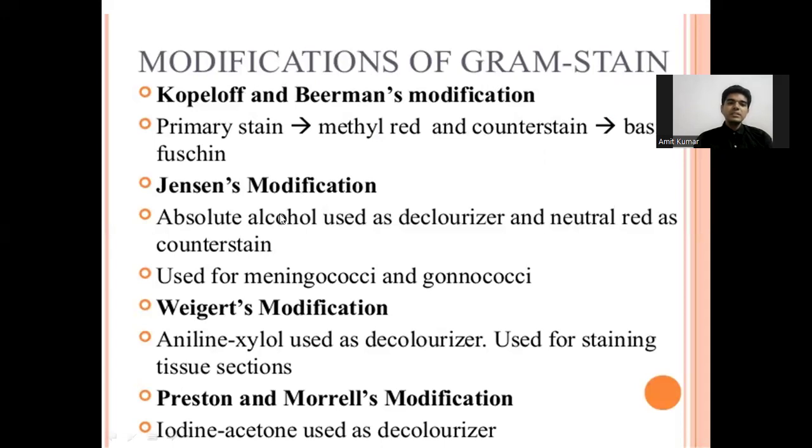Then Jensen's modification, in which absolute alcohol is used as a decolorizer and neutral red is used as a counter stain. This is mainly used for meningococci and gonococci. Then Weigert's modification, where aniline xylol is used as a decolorizer, mainly used to stain tissue sections. Then Preston and Morrell's modification, in which iodine acetone is used as a decolorizer.